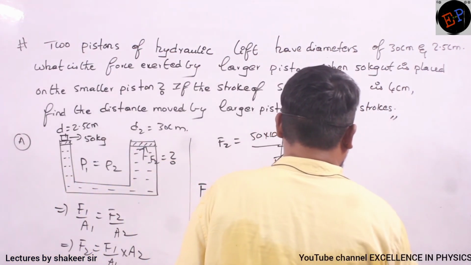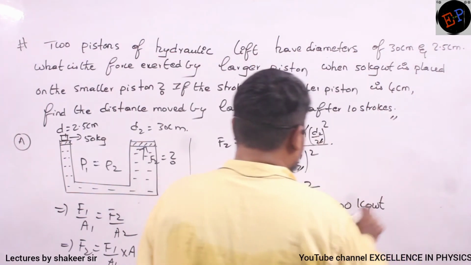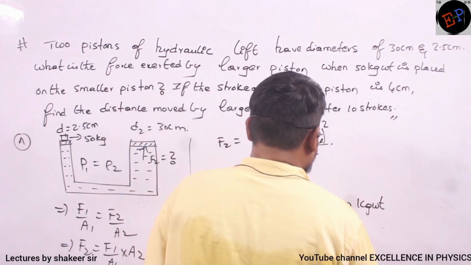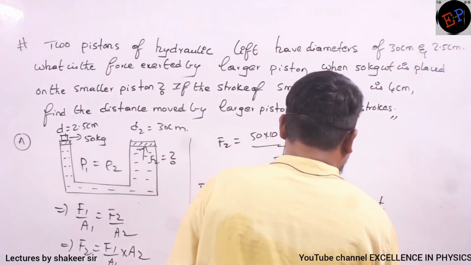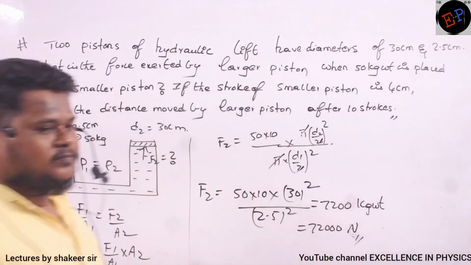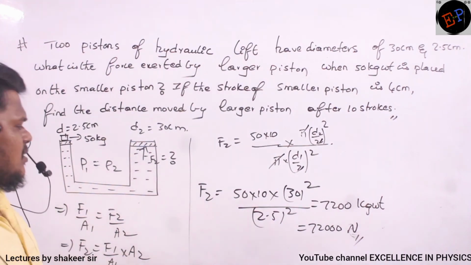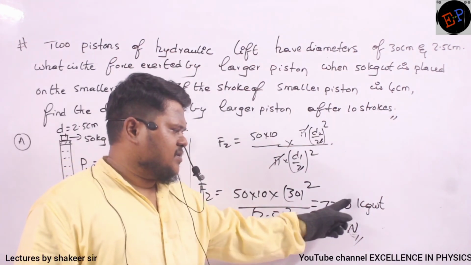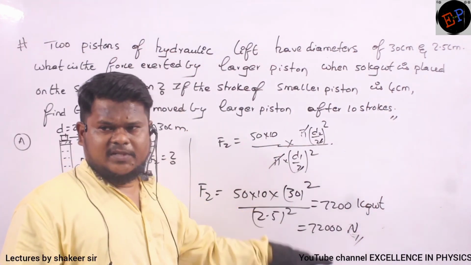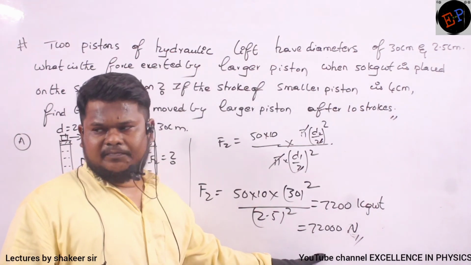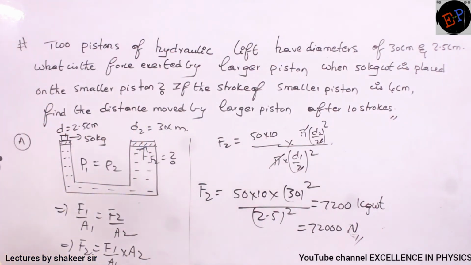7200 kg weight he gave as the answer. It means that we will get one more zero. So 72000 weight you can say, in newtons. This is yours. Is it clear? Okay. So he also gave the answer in terms of 7200 kg weight. Kg weight means again one more g value I have to multiply. Is it clear? Now what is the second question?